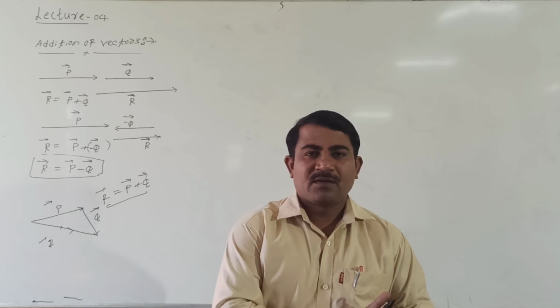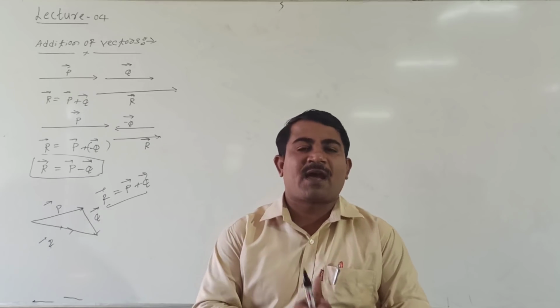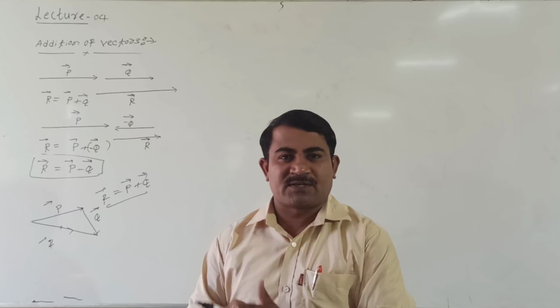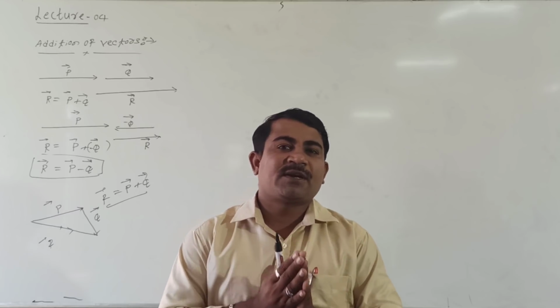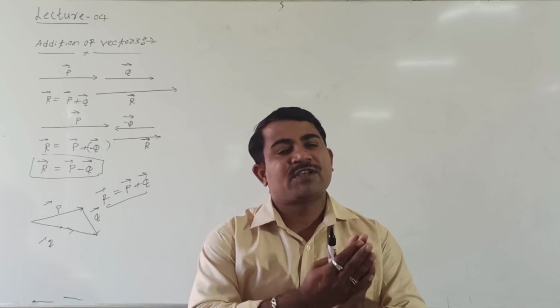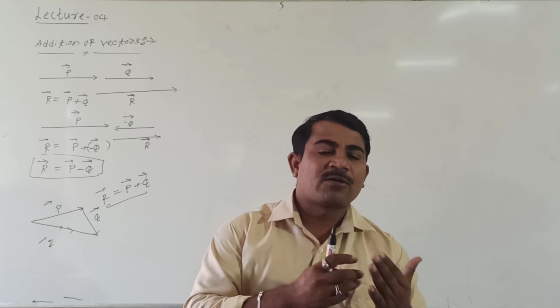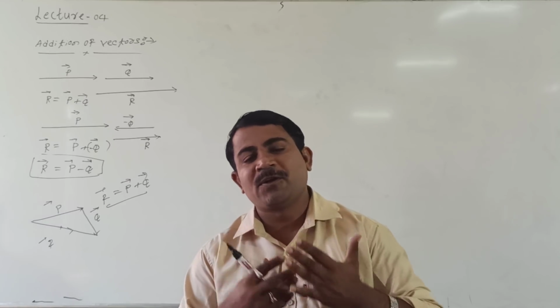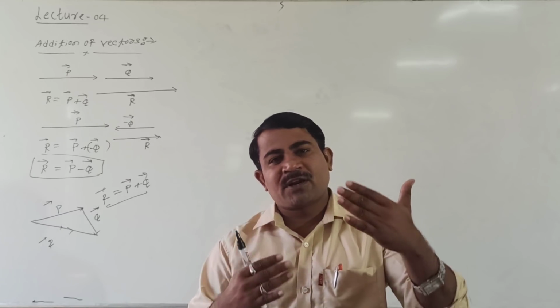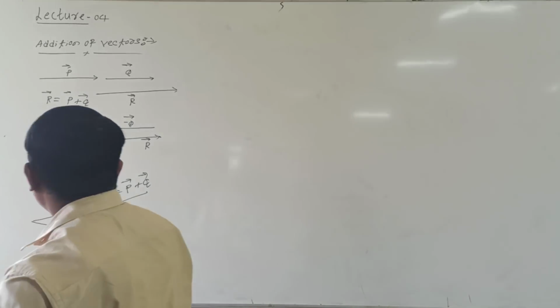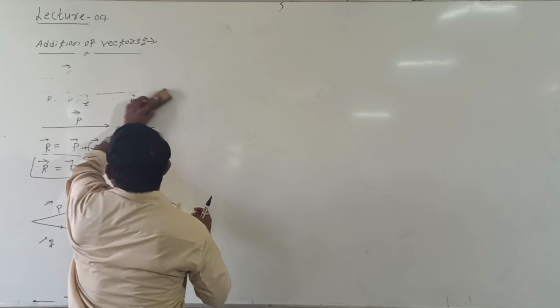Any vectors can be added by three laws. Those laws we call laws of vector addition. The first law is the triangle law of addition of vectors, the second is the parallelogram law of addition of vectors, and the third is the polygon law of addition of vectors. Each method we will learn in detail. See here, vectors can be added by three laws.